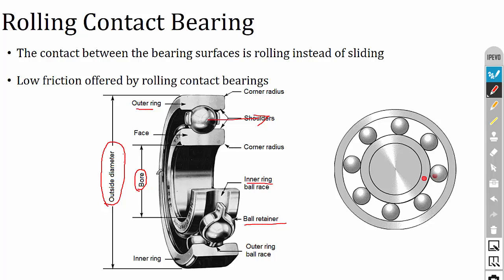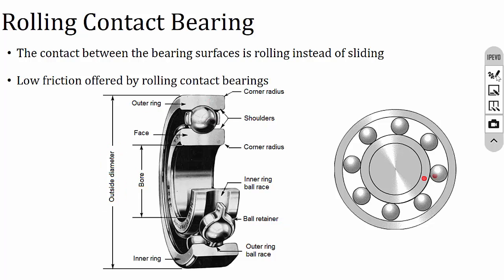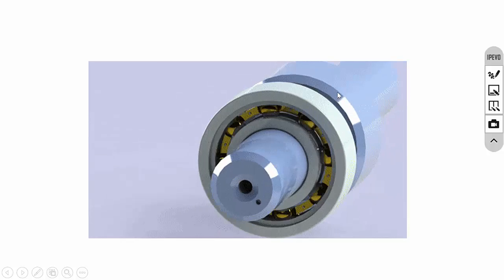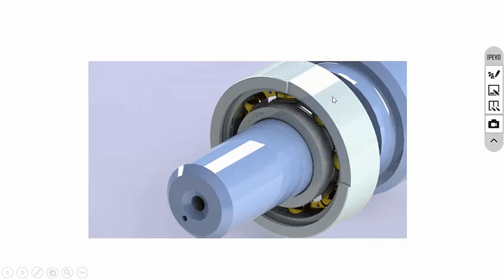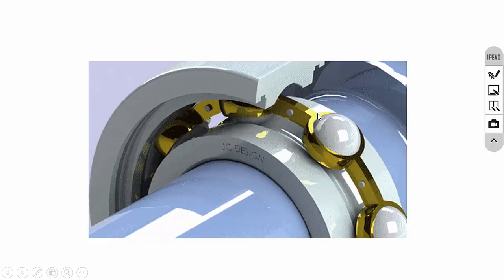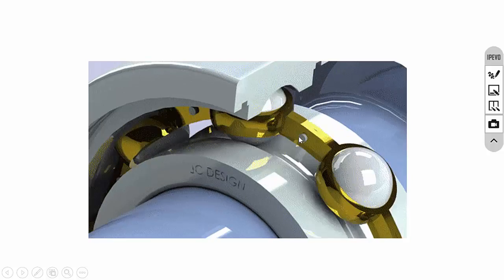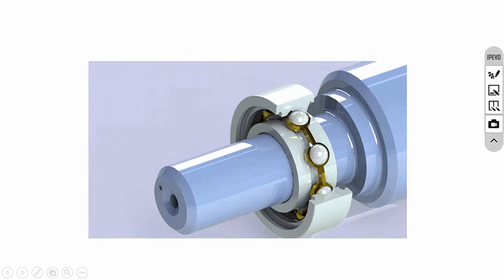The shaft will rotate along with the inner race, and the outer race is placed with your stationary part. In between the outer race and inner race the balls will be there, and the balls will rotate so that the friction will be reduced. You can see an animation of rolling contact bearings. This is the inner race and this is the outer race. Here you can see the balls, and the retainer is used to keep the balls in position.